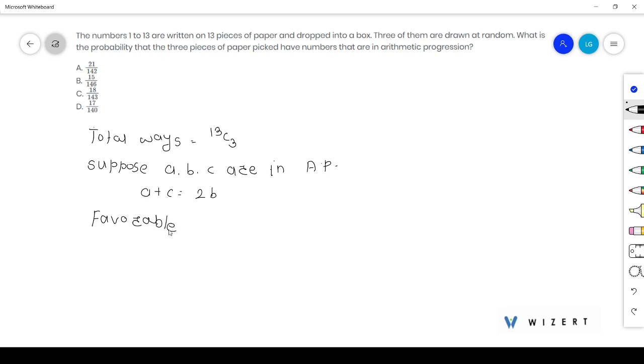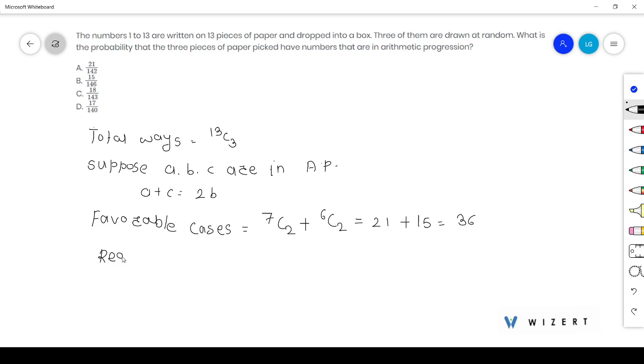Now the favorable cases will be as follows. Out of 13 numbers, 7 numbers will be odd and 6 numbers will be even. So out of 7 numbers, if we choose 2 numbers, it can be chosen in 7C2 ways, plus out of 6, we can choose 2 numbers in 6C2 ways. So 7C2 means 21 plus 6C2 means 15. So it will give 36.